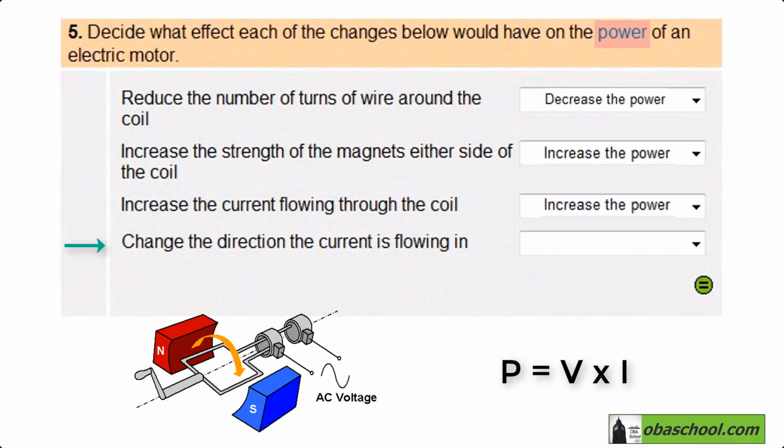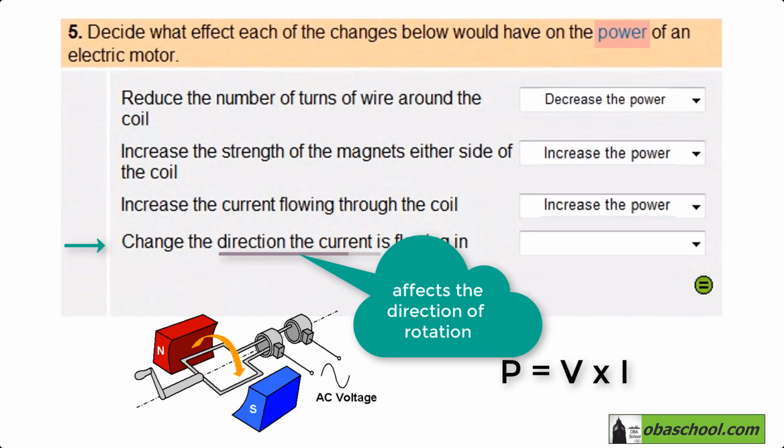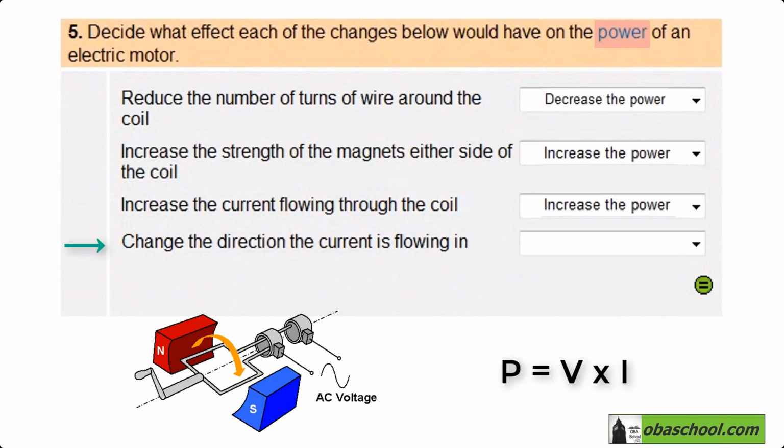Now, the last change we can make is changing the direction of the current. Would this affect the power of the electric motor? We do know that the direction of the current controls the direction of the rotation of the motor. So, would it affect the power? You must have answered correctly. It does not affect the power of an electric motor.